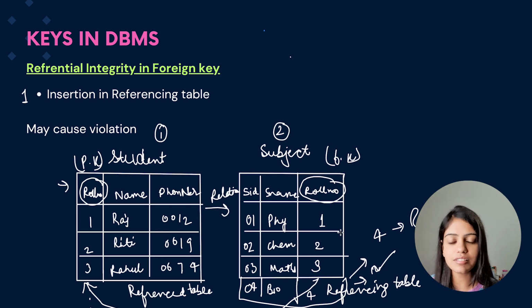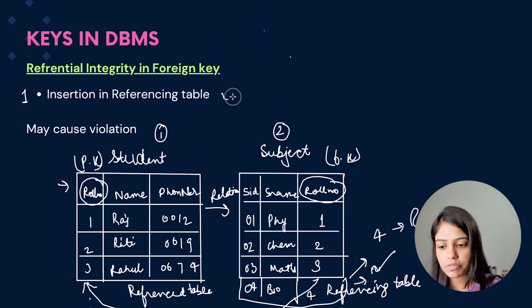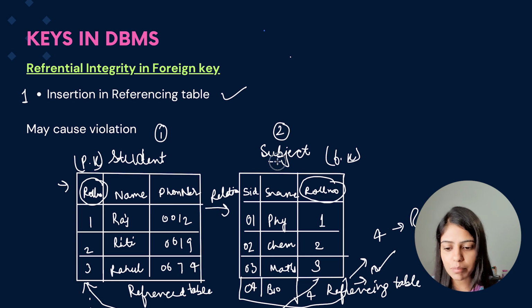So this insertion may cause violation because we are not sure that roll number 4 exists in the student table or not, and somehow this subject table is taking a reference from the student table. So if this roll number 4 does not exist in the student table, it doesn't make any sense to add it in the subject table. So in the subject table we had added that a person who is having roll number 4 is having the subject name as bio and is having the subject ID as 04, but there isn't any student who is having a roll number 4 in the student table. So basically insertion may cause violation.